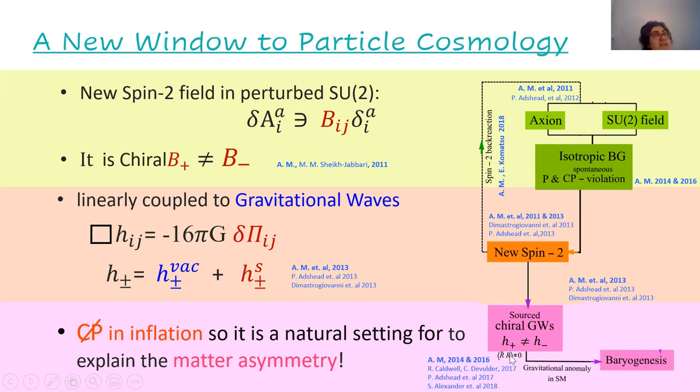And in the presence of a scenario in which there is an imbalance between the left-handed and right-handed particles, you can have this gravitational production of leptons. I think if you like, I can explain it more, but if not, I can go to the next slide.